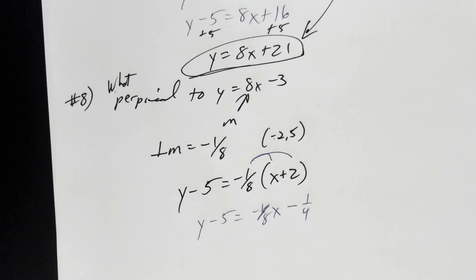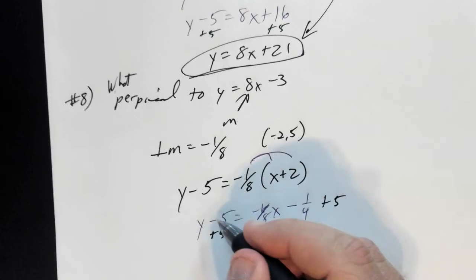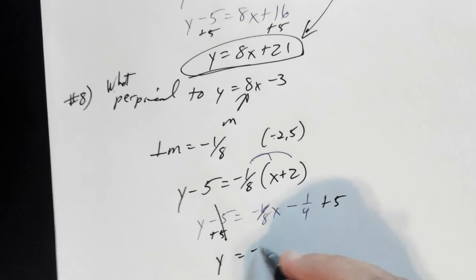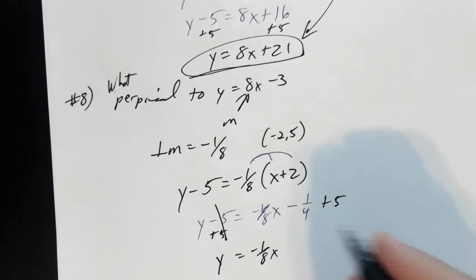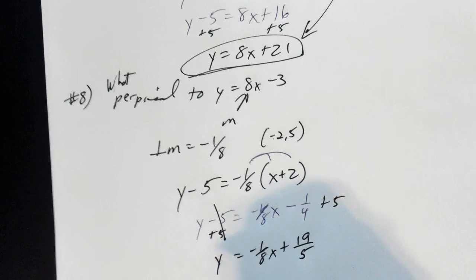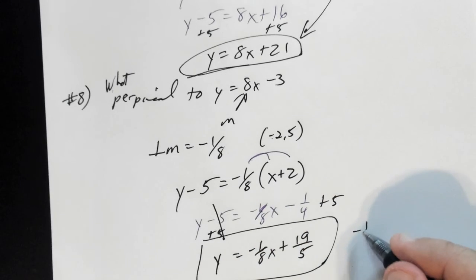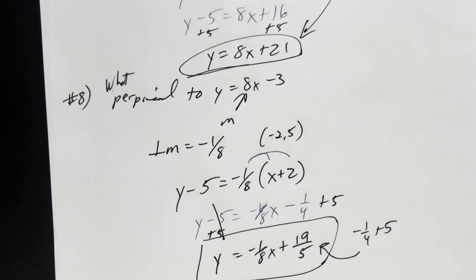Now, to put this in slope-intercept form, I have to add 5 to both sides. Here, I would highly suggest going ahead and putting that in your calculator, especially now that we're not in the classroom. Okay? Negative 1/4 plus 5. Your calculator, make sure it's in fraction form, should give you 19/4. And you are in the slope-intercept form.